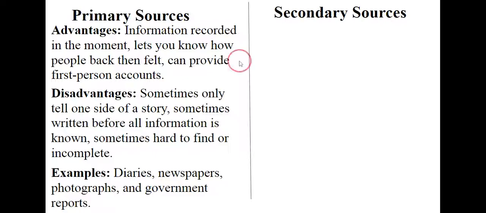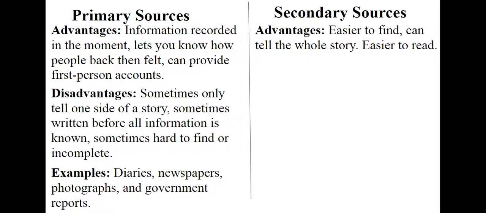So secondary sources also have some advantages. They are easier to find and they can tell the whole story. So the primary source, since it was written at the time, it might have been written during the middle of a war or during the middle of a global pandemic. And because they were written in the middle of what was going on, they can tell us exactly what people thought and what people felt back then, but they can't tell the whole story because they're being written in the middle of the story. Secondary sources are written years and years and years later.